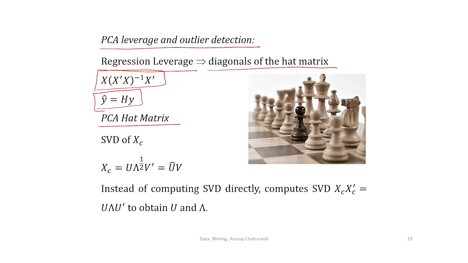For that purpose, we consider the singular value decomposition of Xc. So, we write Xc equal to U lambda to the power half V transpose, which is equal to U hat V. Then, instead of computing SVD directly, here we compute SVD of Xc Xc transpose equal to U lambda U transpose. What is Xc Xc transpose? It is U lambda to the power half V transpose V lambda to the power half U transpose. Then V transpose V is identity matrix. So, you get U lambda U transpose. So, to obtain U and lambda, we consider the singular value decomposition of Xc Xc transpose, and then you get U and lambda.